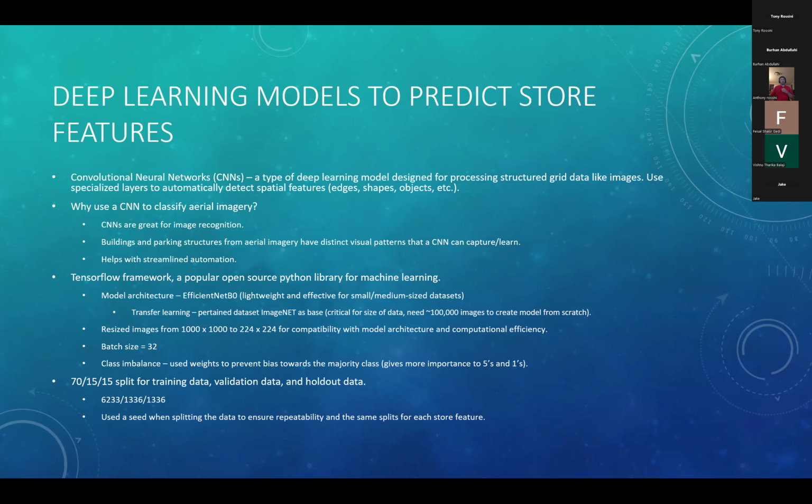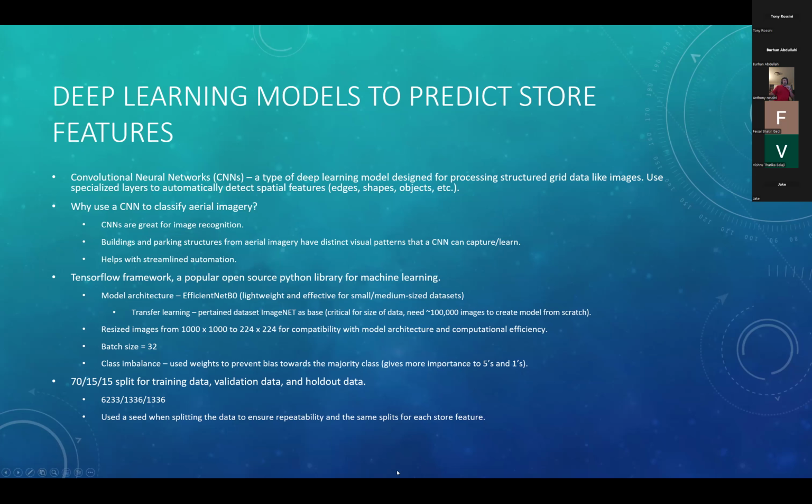The other piece here is that I had to put weights on the classes in order to prevent a bias towards the majority class. Because there were so many threes in each feature, the model wanted to predict three for basically every prediction because you get a really good output if you do that. So using weights gives more importance to the ones and the fives to make sure that the model was actually predicting them.